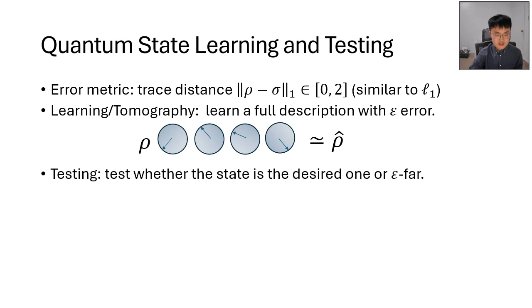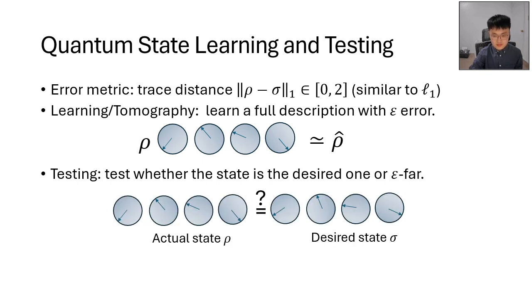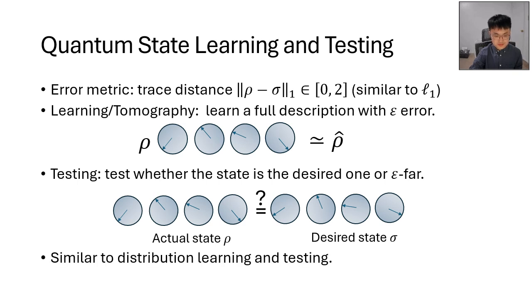Another problem that we are interested in is testing. The goal is to test whether the state is the desired one or it is epsilon far from it. So in practice, we often want our algorithm to generate a specific state sigma. So this testing problem would enable us to determine whether the unknown state is actually this desired state or not. I want to also say that since quantum states generalizes discrete distributions, these two problems also generalize the problem of discrete distribution learning and testing.